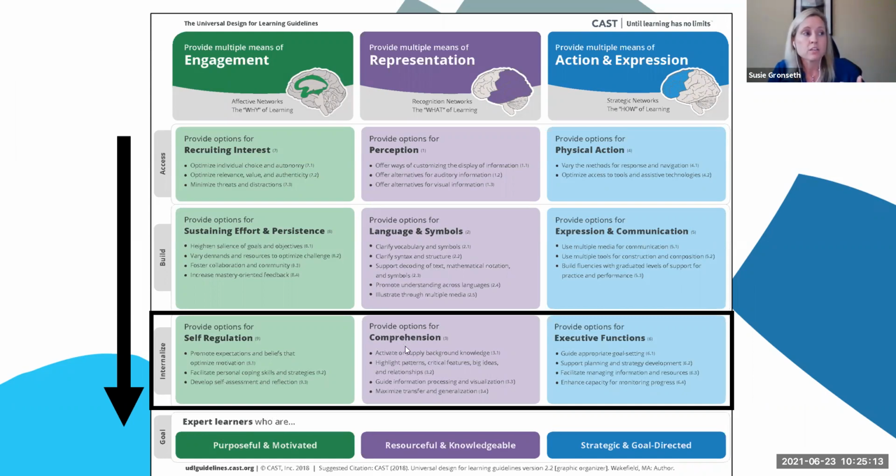In the representation principle at the internalized level, we're at comprehension. So how can we connect to the background knowledge that they have, patterns, transfer and generalization happens here too. And then in the multiple means of action and expression, providing options for executive functioning. So helping with the goal setting, supporting planning and strategy development, managing information resources.